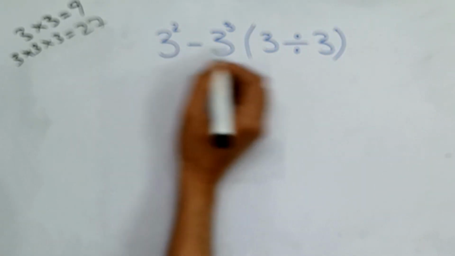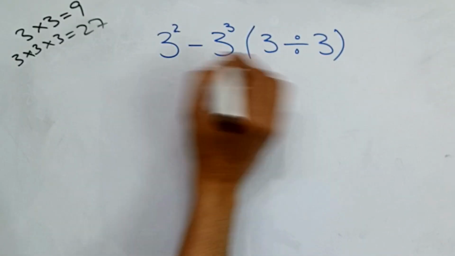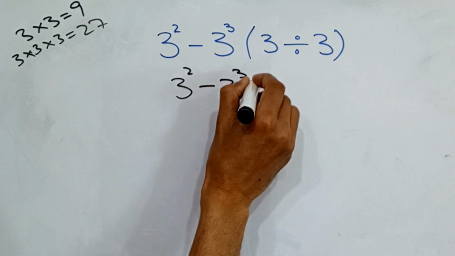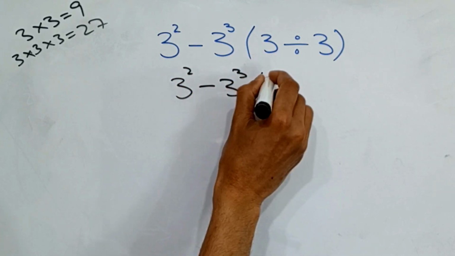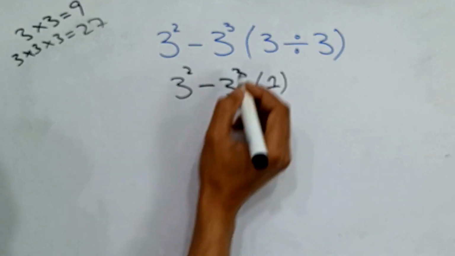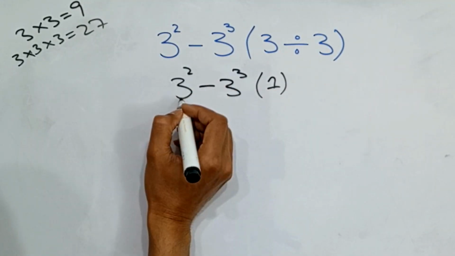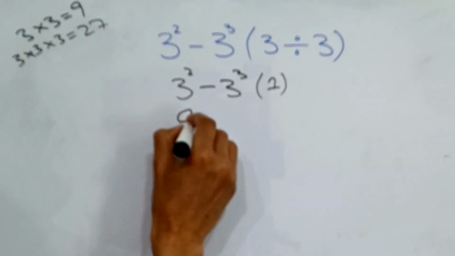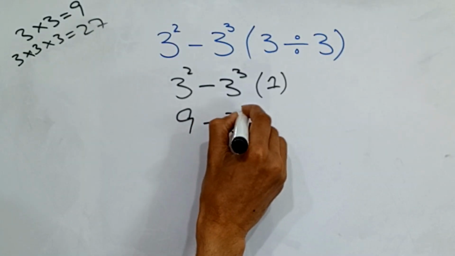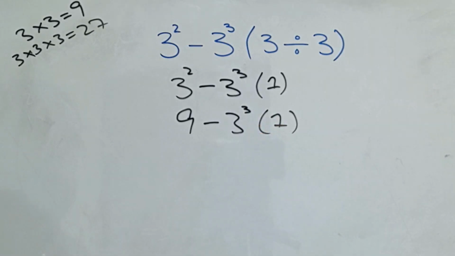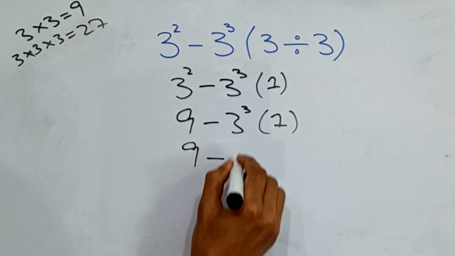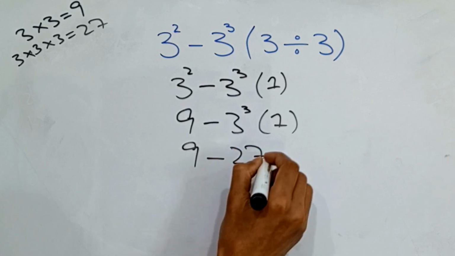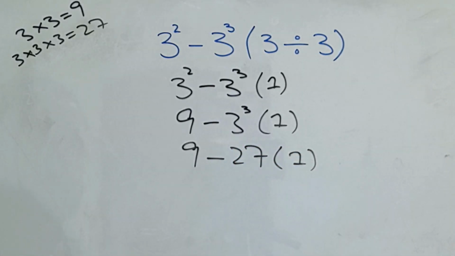Okay. First of all, parentheses first, right? So 3 squared minus 3 cubed and 3 divided by 3 equals 1. Now exponent, right? So 3 squared means 3 times 3 equals 9 minus 3 cubed and 1. Now 9 minus 3 cubed means 3 times 3 times 3 equals 27 and 1.